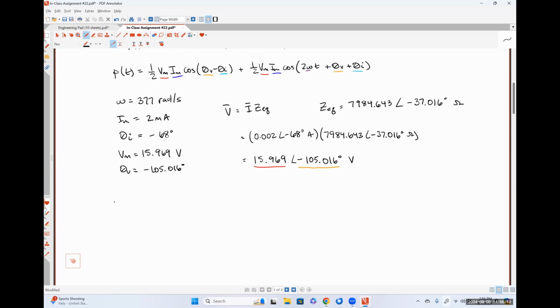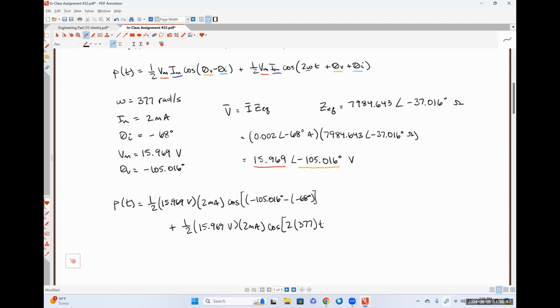So plugging in all of these values, our instantaneous power is then 1/2 times 15.969 volts times 2 milliamps times the cosine of negative 105.016 degrees minus negative 68 degrees, plus 1/2 times 15.969 volts times 2 milliamps times the cosine of twice 377t plus negative 105.016 degrees plus negative 68 degrees.